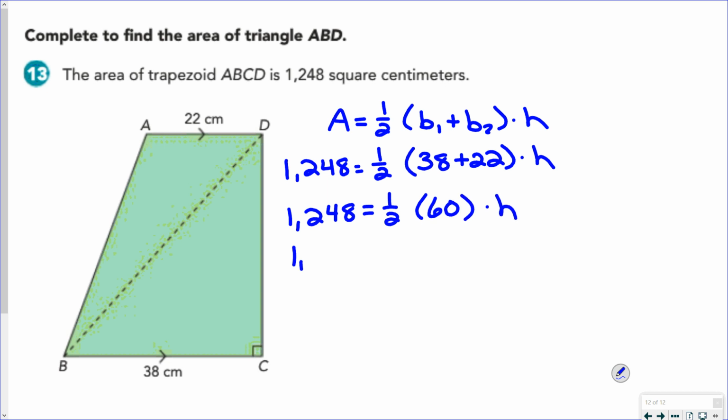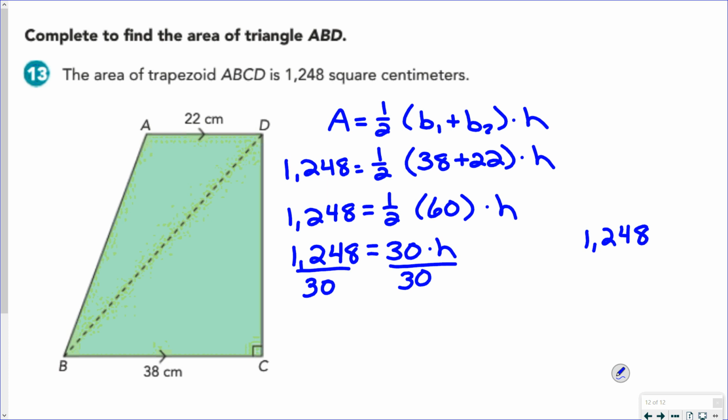I know that half of 60 is 30. And so I just need to divide both sides by 30. So I'll do that off to the side here. 30 would go into 124 4 times. That's 120. Just 4, bring down the 8, goes into 48 once. That would give us 18.